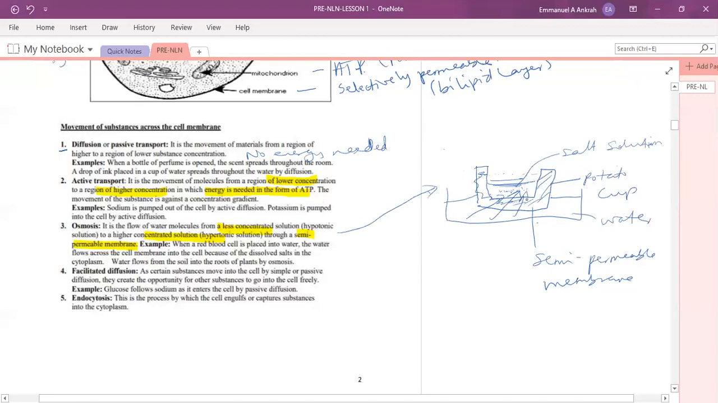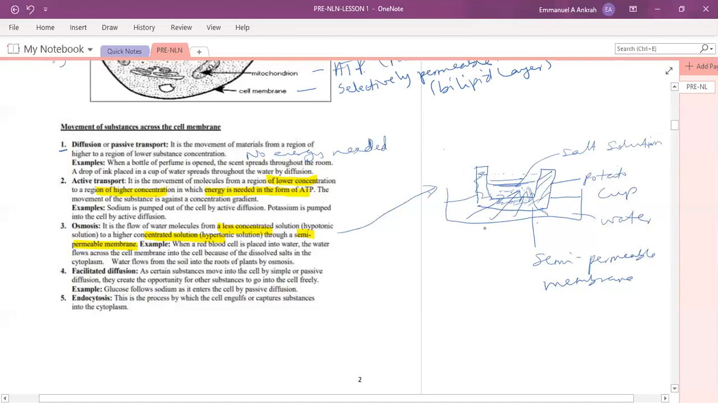that we're talking about. So osmosis is the flow of water molecules from a less concentrated solution to a more concentrated solution through the semipermeable membrane. If this is not there, if you don't see this in the question, then you cannot say it's osmosis. Okay. So look out for semipermeable membrane in the question.